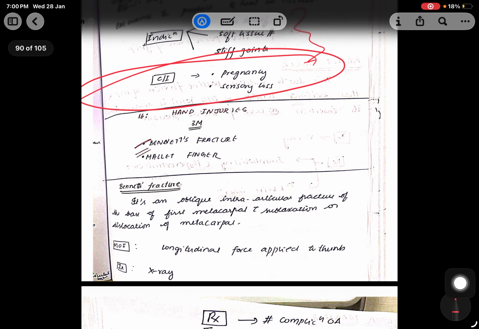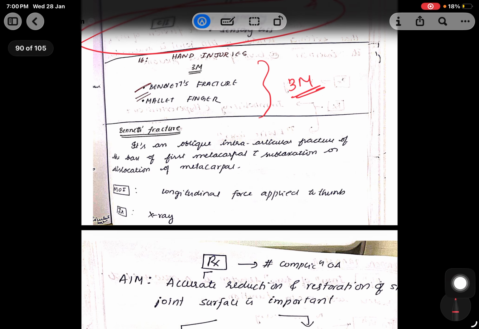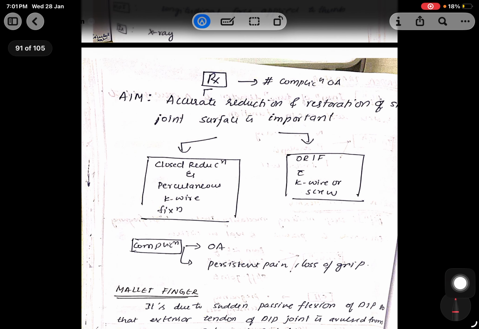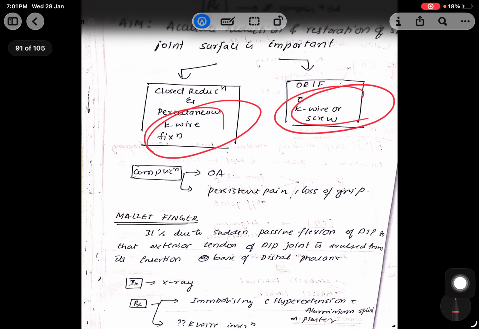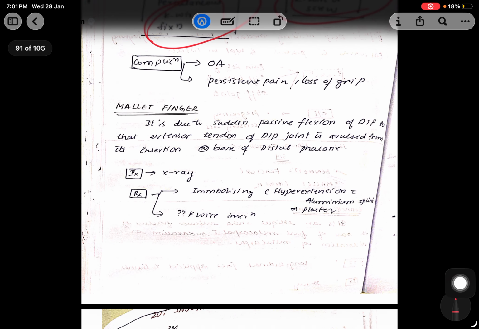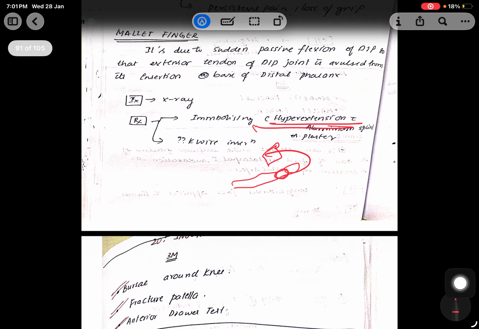Again, hand injuries, this can be expected for 3 marker, Bennett's or Mallet's fracture. I think there's nothing for me to explain here. But the major thing is you go with K-wire fixation. Either you can attempt closed reduction or open reduction. Mallet finger, again it's due to this getting over extended, then you will get mallet finger, hyperextension. Okay, that's one thing.